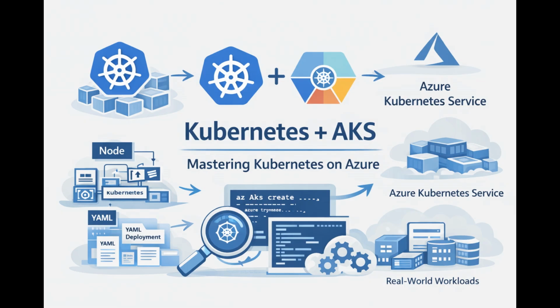Fifth, start small and scale as needed. We ran our entire workload on one node initially. When we needed more capacity, the autoscaler added it. Don't over-provision up front. Let Kubernetes scale dynamically.